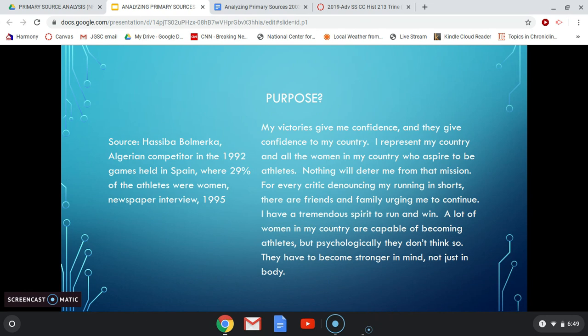My victories give me confidence, and they give confidence to my country. I represent my country and all the women in my country who aspire to be athletes. Nothing will deter me from that mission. For every critic denouncing my running in shorts, there are friends and family urging me to continue. I have a tremendous spirit to run and win. A lot of women in my country are capable of becoming athletes, but psychologically they don't think so. They have to become stronger in mind, not just in body.